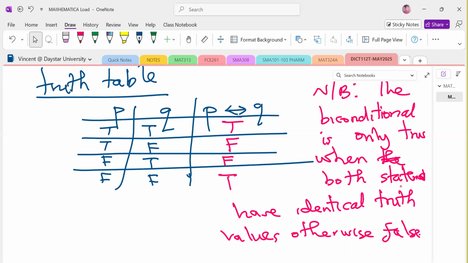So that's where we stop. Now, next time we'll be discussing how we connect different logical connectives to form compound statements.